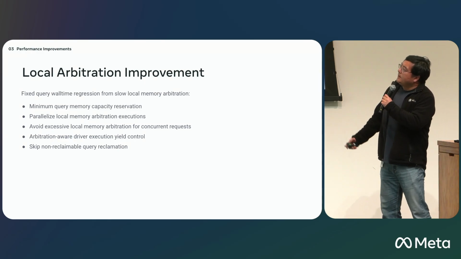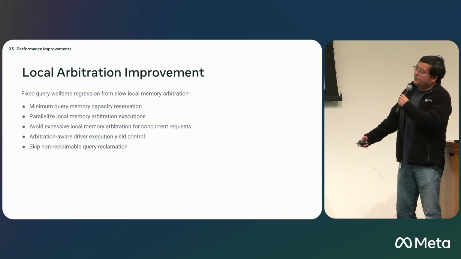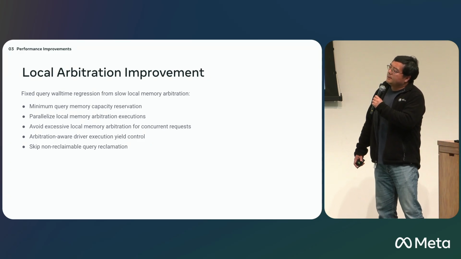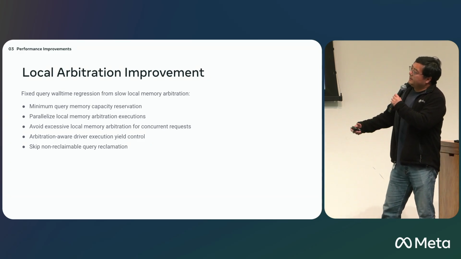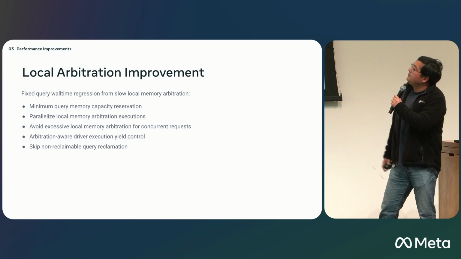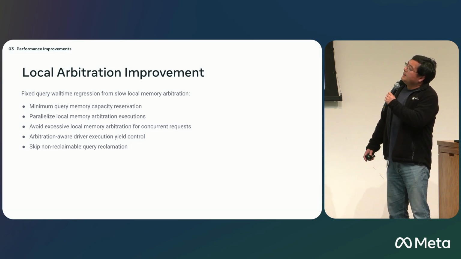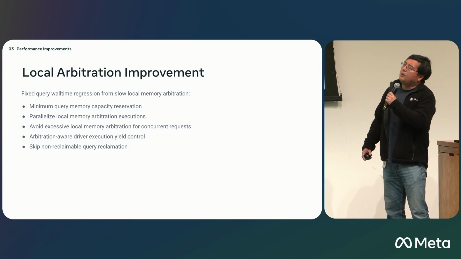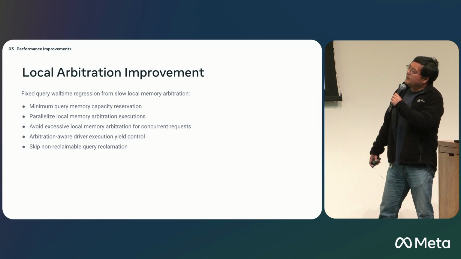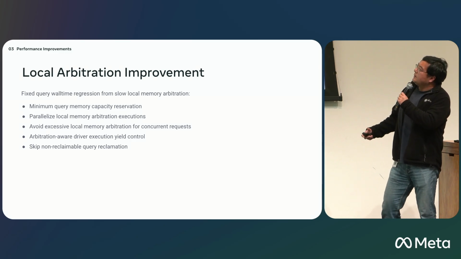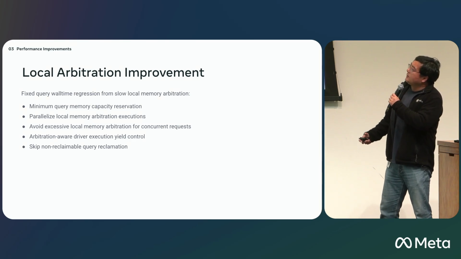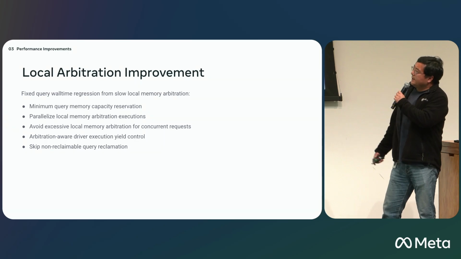Next, I will talk about the performance improvements we made to the Velox memory system. I think the one key issue we fixed is the slow query wall time problem caused by the slow memory arbitration process. To explain the problem, let's assume that one query starts arbitration. All the other queries requesting memory arbitration have to wait for the current arbitration to run to completion first, because we're using a single lock to protect the arbitration process.